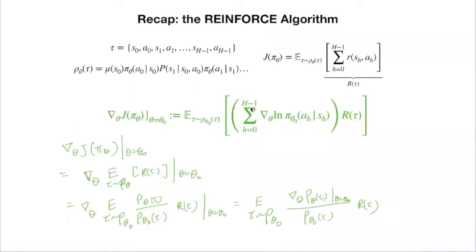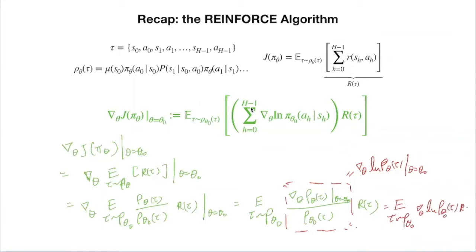only the term on the numerator depends on theta, right? So I just take the gradient with respect to that. And now using the chain rule for log, right? So this guy is just equal to gradient theta log of rho theta tau, measured at theta equal to theta 0, right? Just by chain rule. Okay, so great. So this now gives us this. Right, so this is our formulation of the policy gradient.